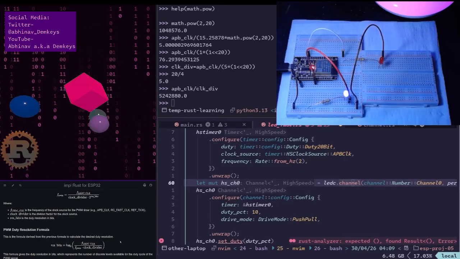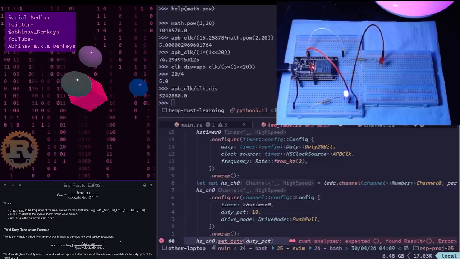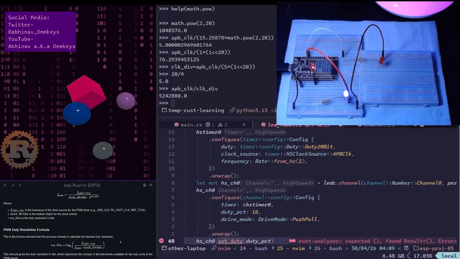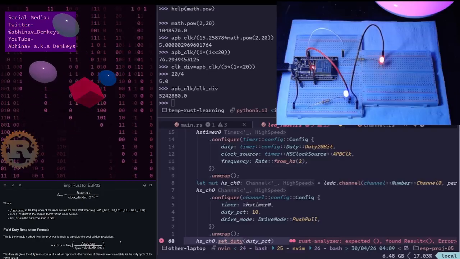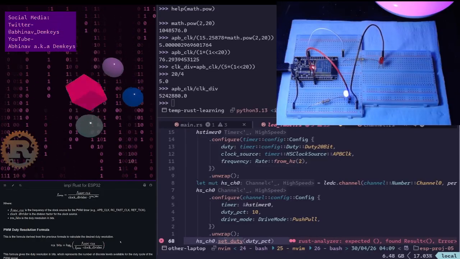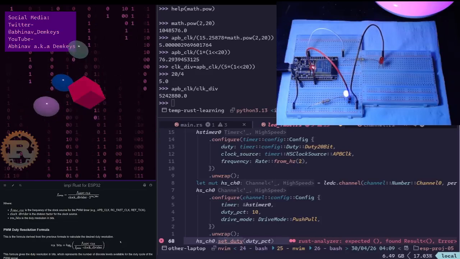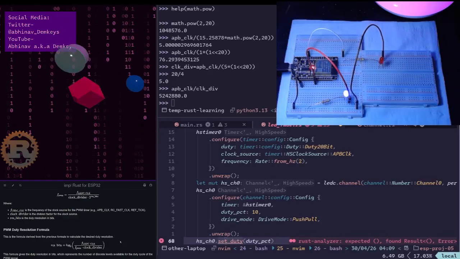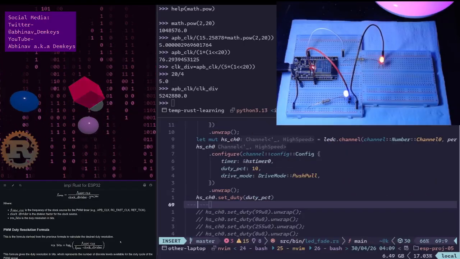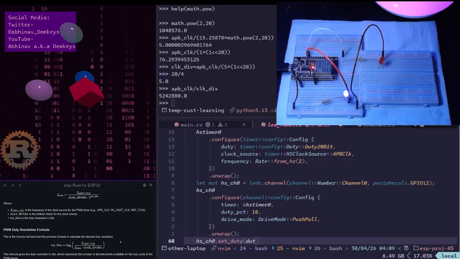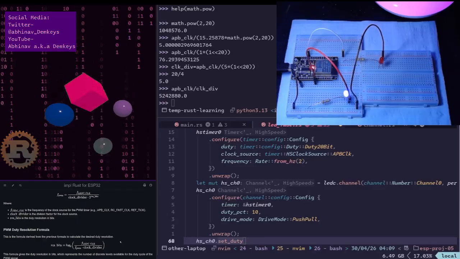I was talking about set duty. I learned that set duty takes a percentage. The reason it's taking a byte is that all we need is a value between 0 and 100, and the lowest type we can use is an 8-bit value, so that's an unsigned byte. What we are passing in here is the duty percentage. Whereas with HW, I think the value depends on the resolution that you have set.